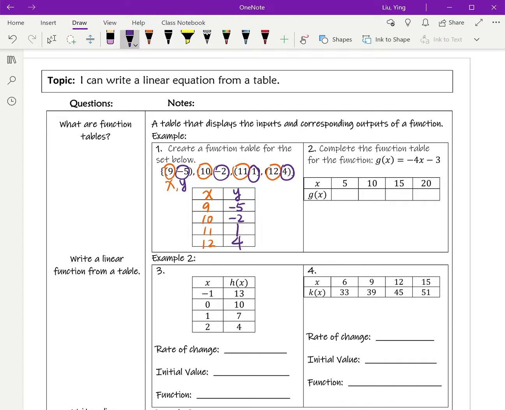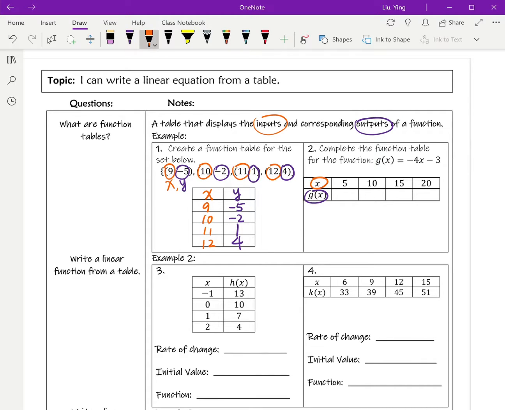Another example is we could use a function table to represent some values in the function. So for example, if we're given a function g of x equals -4x minus 3, then we can input the x values and we'll get outputs of different g values.